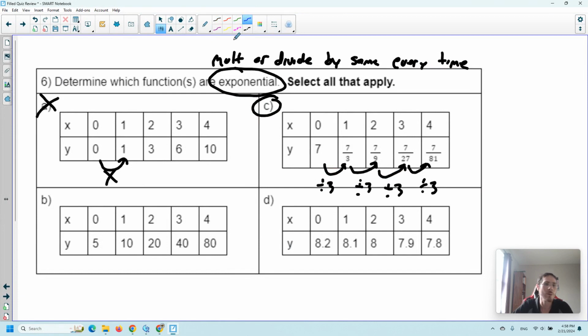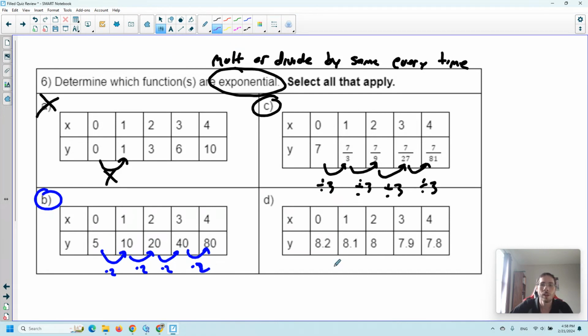All right, now let's try B. So B is down here. If I start at 5, I have to get from 5 to 10. I can do times 2. It's a really bad times 2. But 5 times 2 is 10. 10 times 2 is 20. 20 times 2 is 40. 40 times 2 is 80. So we can pick B.